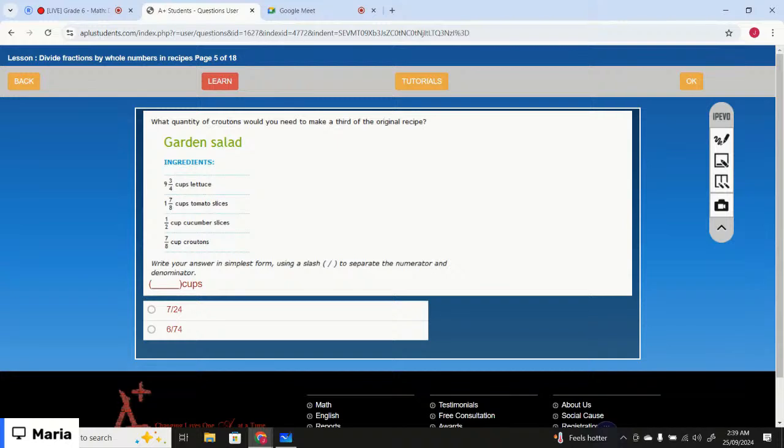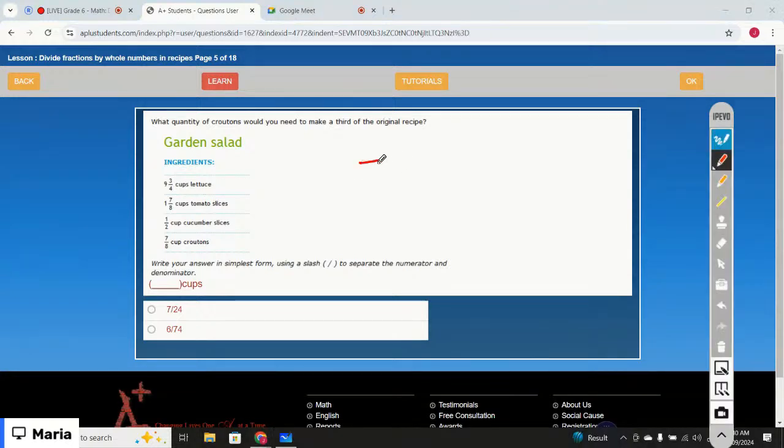What quantity of croutons would you need to make a third of the original recipe? So which is the correct option? Like for this one, you have to use the original recipe. You have to use the croutons 7/8, right? But you are going to use the third of the original recipe, so you have to divide it by the third. 7/8 divided by 3, right? So that is 7/8. Replace this division sign with multiplication.